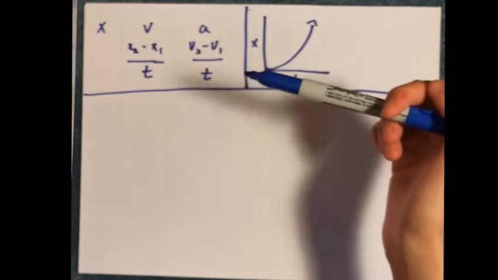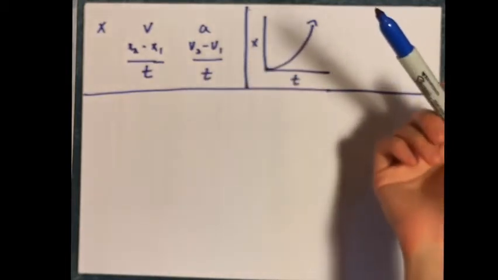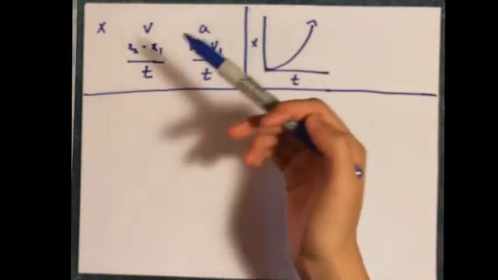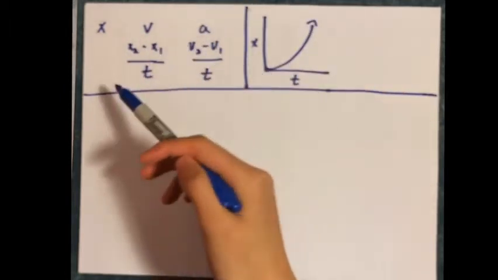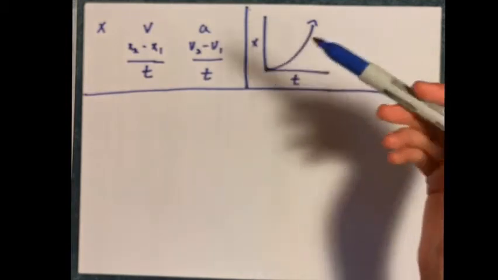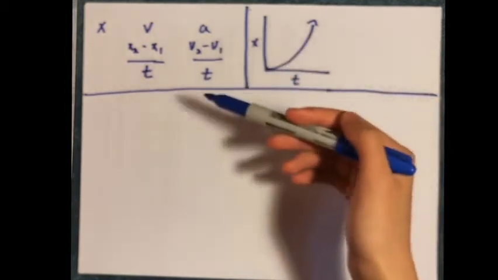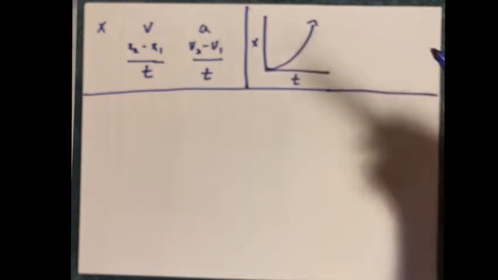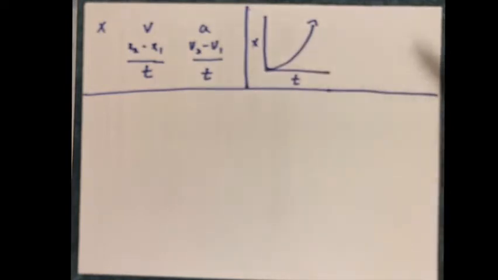So you probably already know that with constant velocity you can use this equation, which is x2 minus x1 over t, to get whatever velocity you have, and with a constant acceleration you can use v2 minus v1 over t to find your acceleration. But let's say you have some sort of variable velocity or variable acceleration. What do you do then?